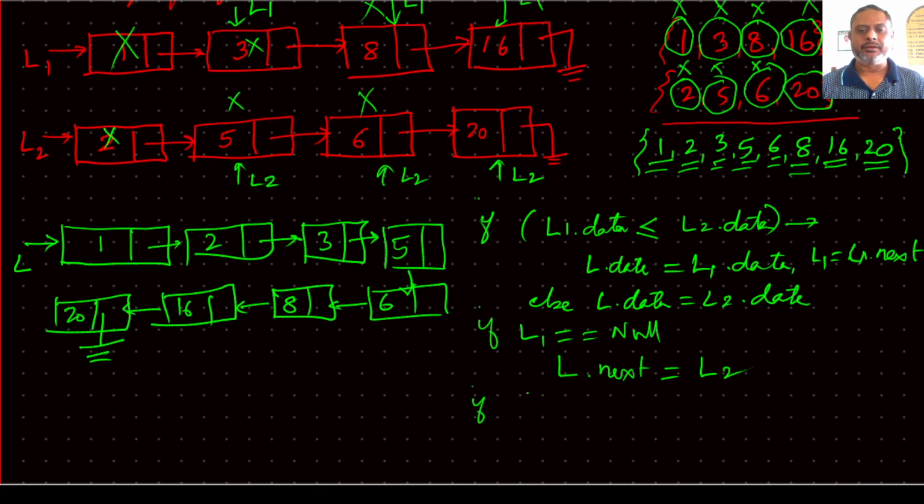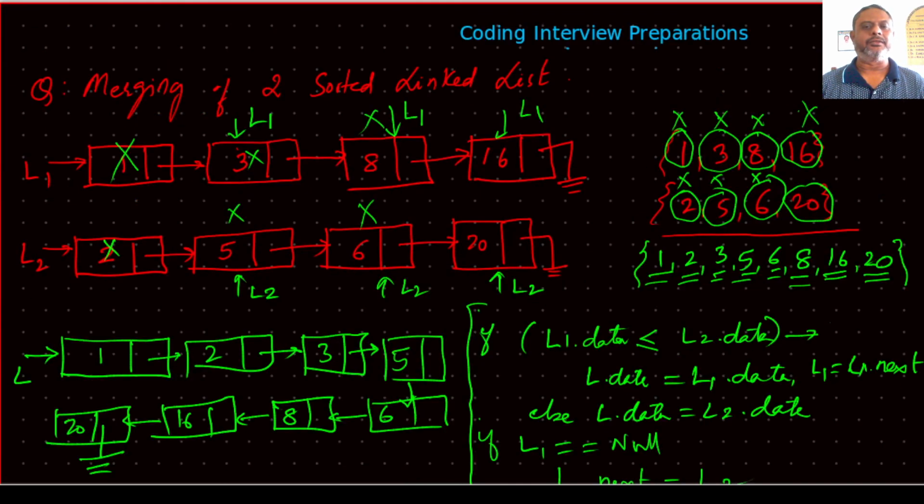Now if L2 becomes null, which means L1 is the bigger one, then L dot next will be the same as L1. So that's the logic used, and this gets repeated till you reach the end. When both are null, we stop the work. So that's the logic of merging two sorted linked lists.